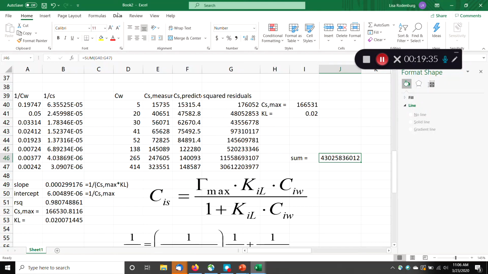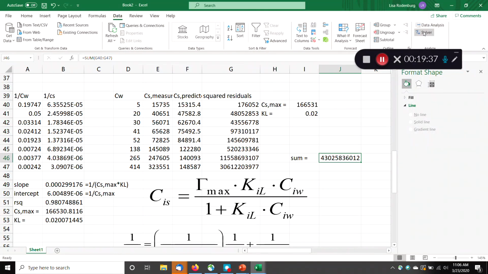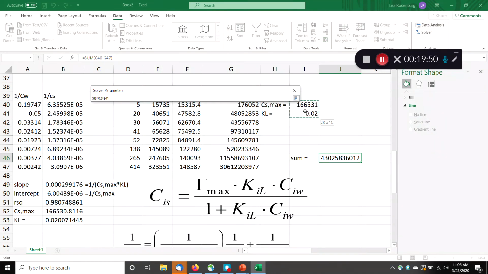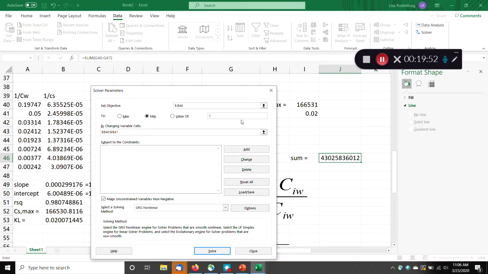So we can use this fancy thing called the solver. The solver says, what's your objective? My objective is this cell right here. What do I want to do with it? I want to minimize it. How am I going to do that? By changing these two variables right here. Those are the two variables I get to change. I almost always make the unconstrained variables non-negative, meaning that they have to stay positive, so I just leave that box checked.